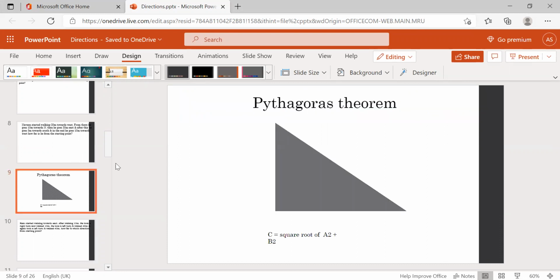Now we'll go for a new concept in this directions, that is Pythagoras theorem. I think everyone knows this Pythagoras theorem.